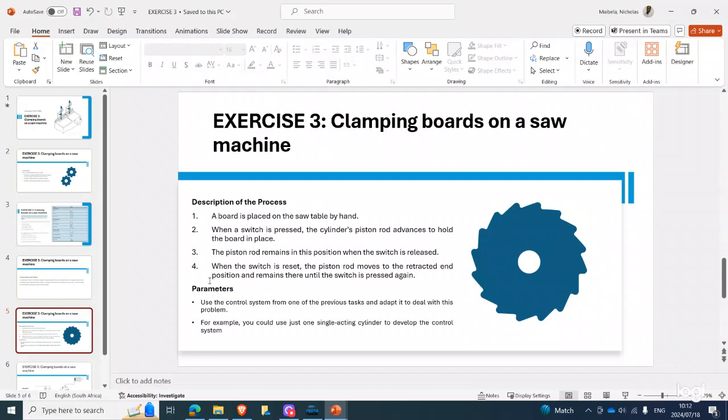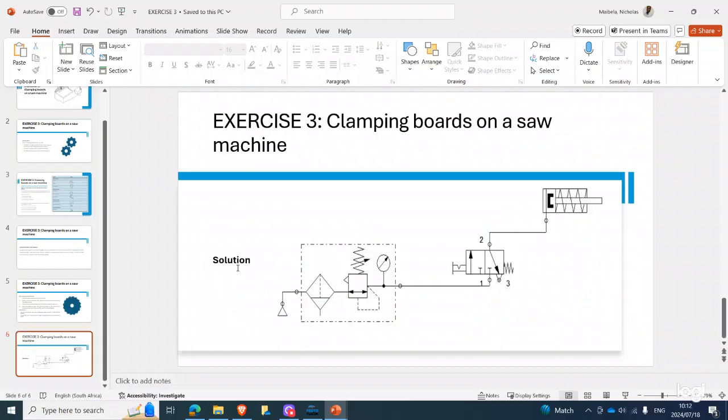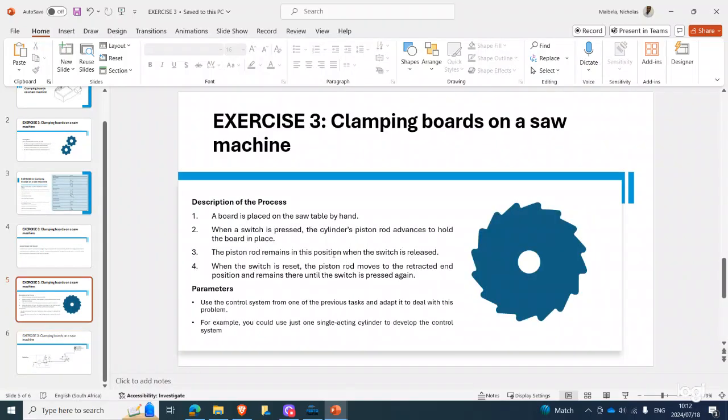And then on statement number 4, they're saying the cylinder, when the switch is reset, which means when they press it again, the piston rod will retract, or the cylinder will retract to the back end position, right? And then it will remain there until the switch is pressed again, right? So now from this, you should be able to tell that we are dealing with a different type of push button, right? So now, going back to our FLUIDSIM, right?